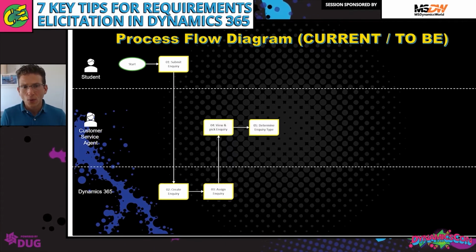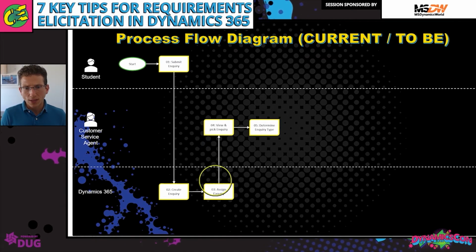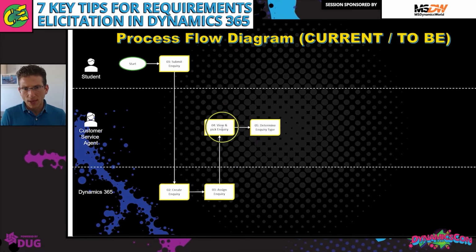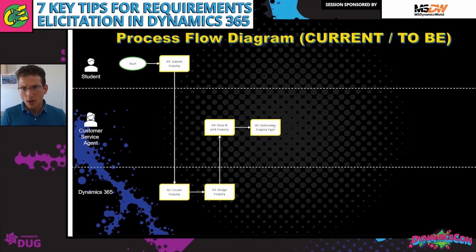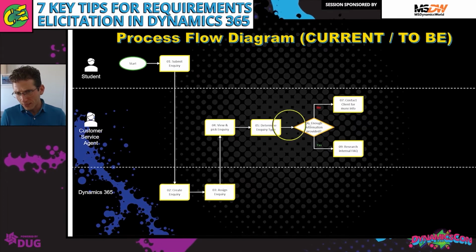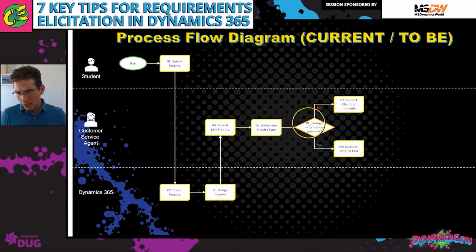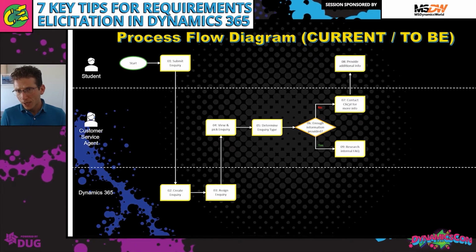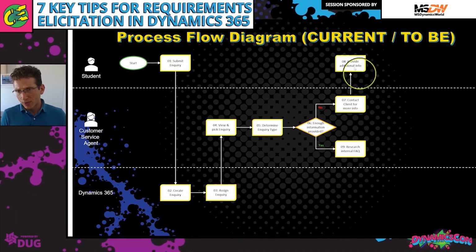And then we continue the process. They tell me, yeah, once the inquiry is assigned by Dynamics, the customer service agent can view and pick the inquiry, determine the inquiry type, and then check whether there is enough information. If there is not enough information, we contact the client back, and the client or the student needs to provide more information.